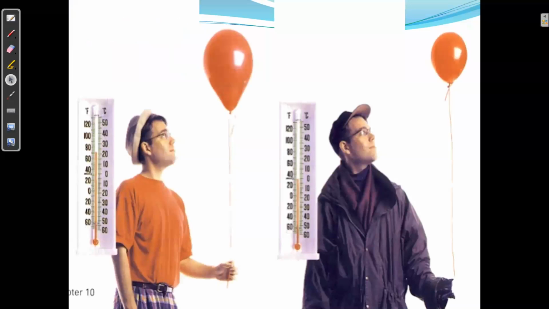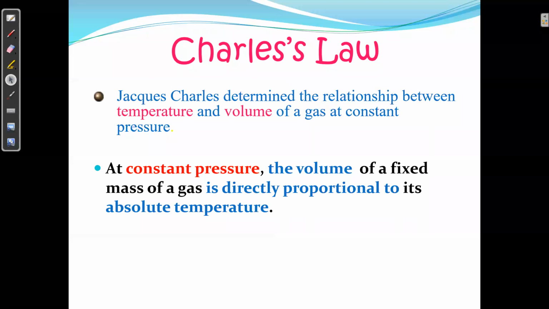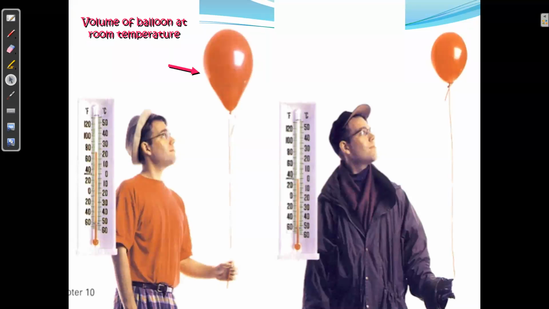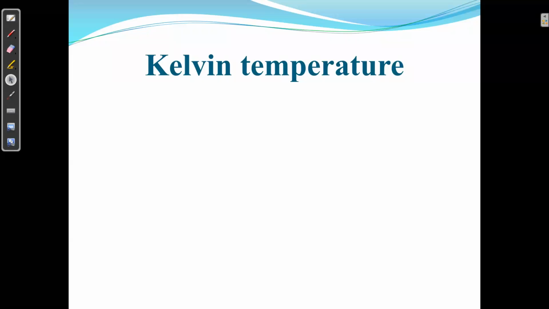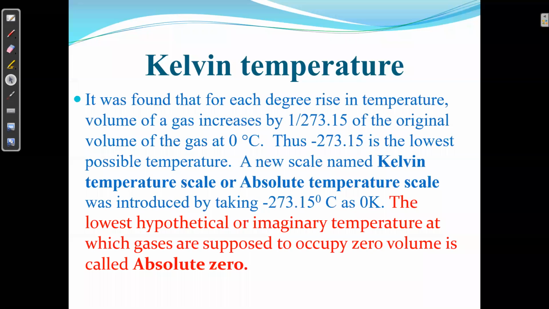Charles's law states that volume is directly proportional to temperature, meaning as temperature increases, volume increases. But the question is how much temperature increases, then how much volume also increases. Okay, we know that volume increases as temperature increases, but by how much volume increases for how much temperature, that is also fixed.